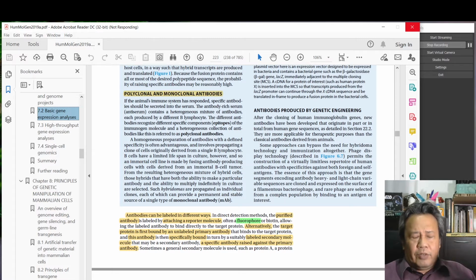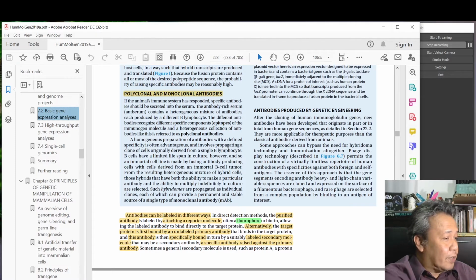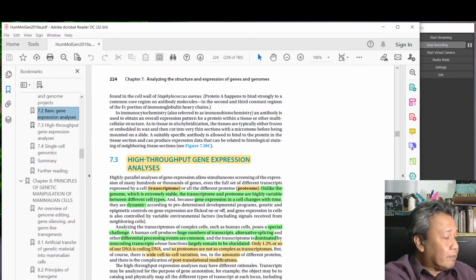So similarly, if you design antibodies for a certain protein, this antibody is designed to carry some sort of a reporter molecule. Reporter means something that gives light, right? So the higher concentration of the antibodies, that means the higher expression of the gene that you're looking for. So it's a direct correlation. Polyclonal and monoclonal, whether it's a mix or whether it's only one type.